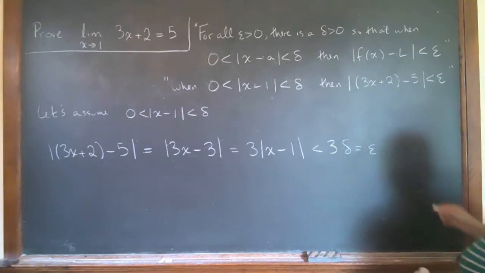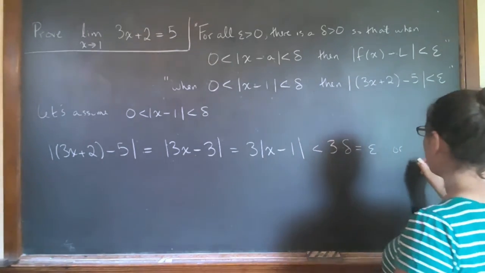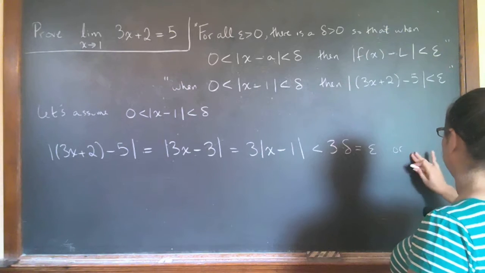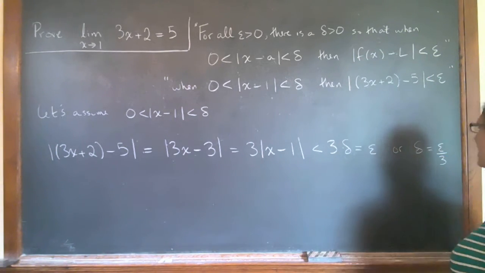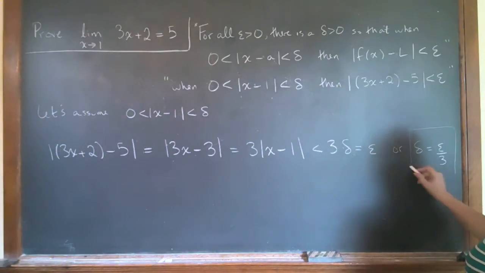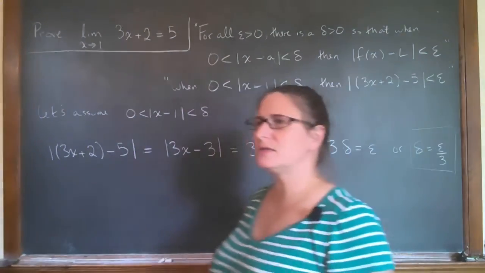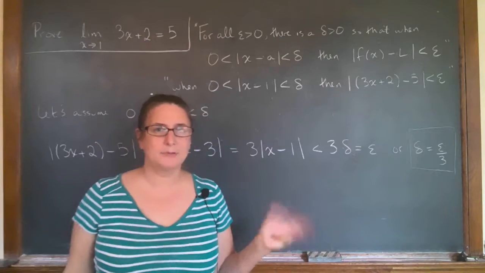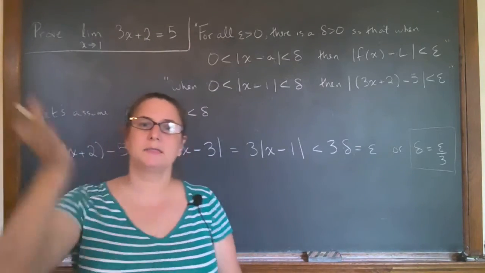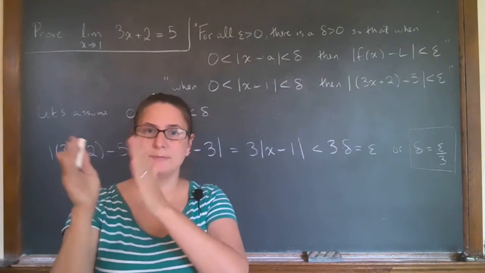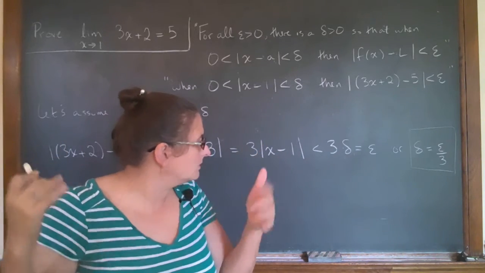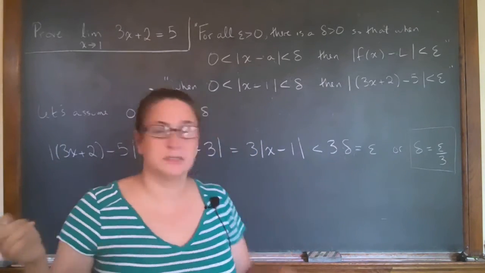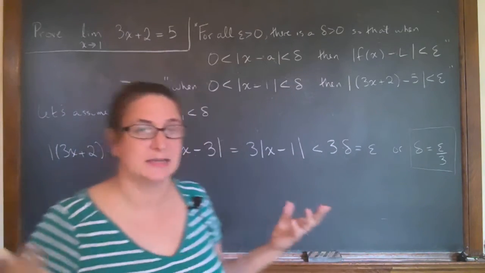What does that tell me? Or if I have delta being epsilon over 3, then that's actually the ratio I want. That's the relationship between epsilon and delta. So along my entire line, whatever I want my epsilon to be, I just take delta to be epsilon over 3. That's what it's to say.